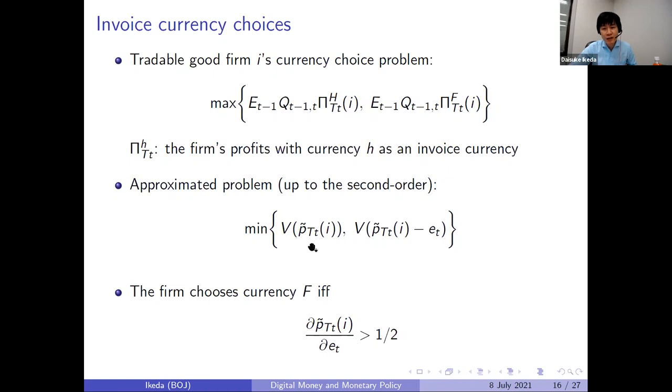This makes sense because if the volatility of the natural price is actually zero, then you can hit the natural price for sure, even if you have to set the price one period in advance, because there is no volatility. So you prefer as the invoice currency the one that has lower volatility of the natural price. And this problem can be solved analytically.